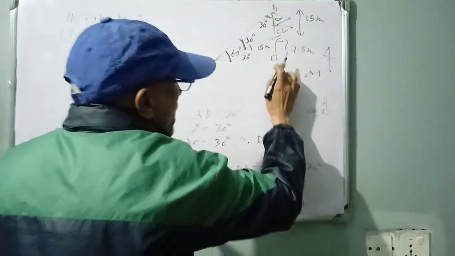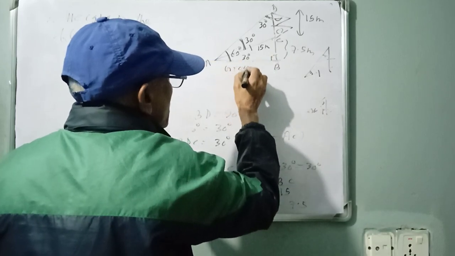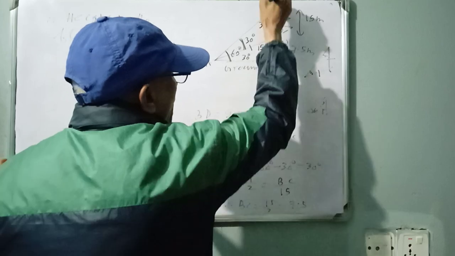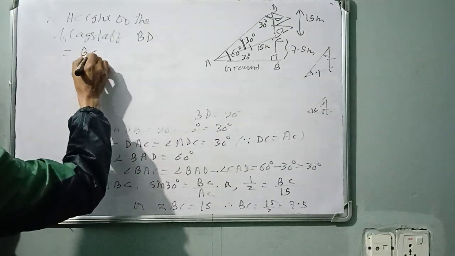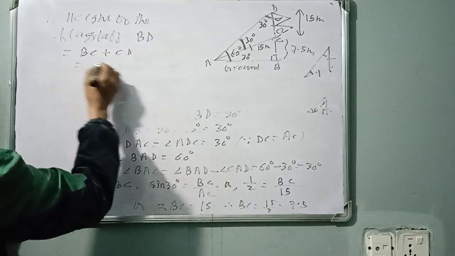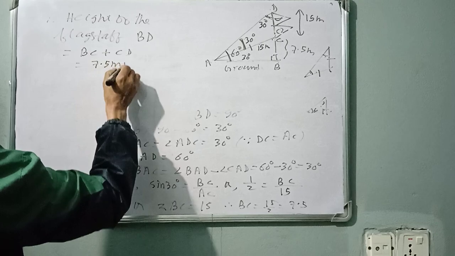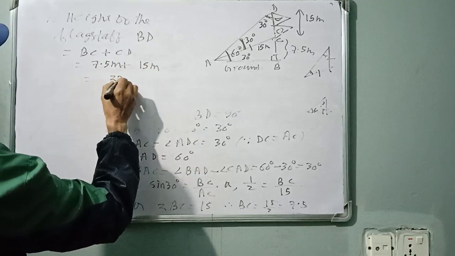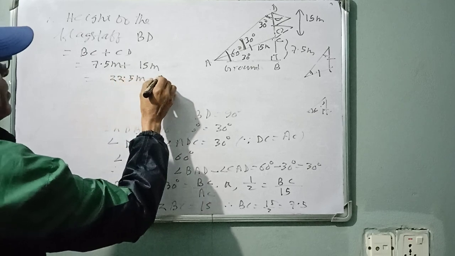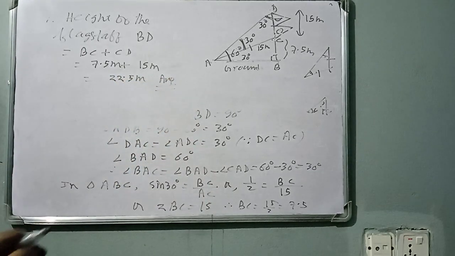The height is measured from the ground, because this is the ground. So you have to find the height of the flagstaff. That is BD. BD can be written as BC plus CD. BC already written 7.5 meter plus CD 15 meter given, 22.5 meter answer. In this way, you can find the height of the tower.